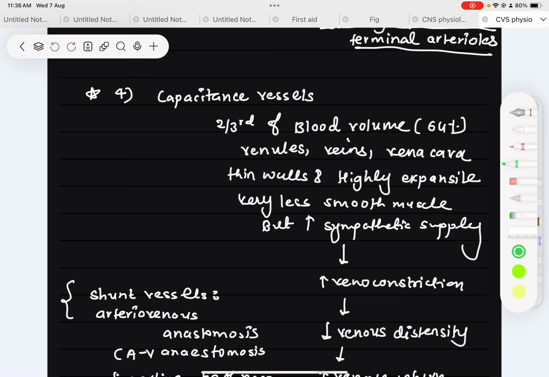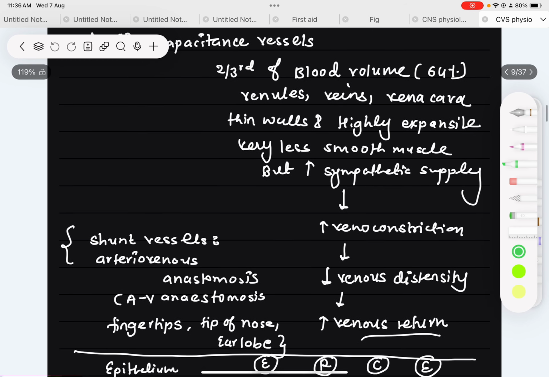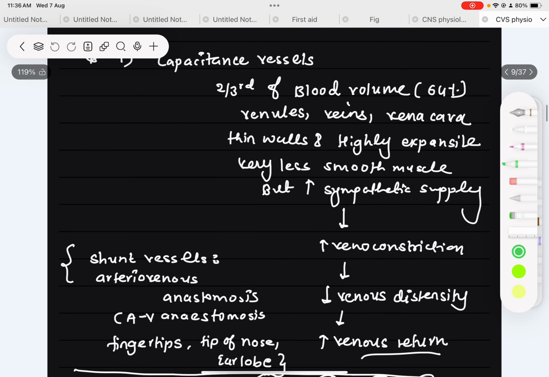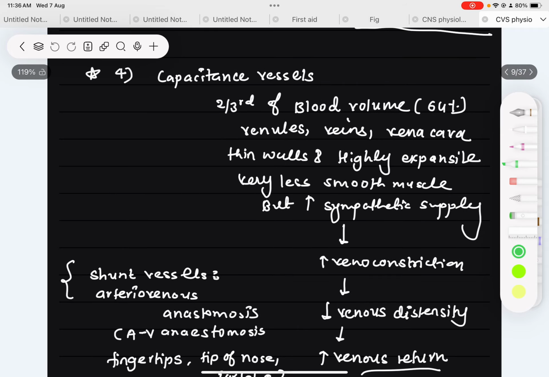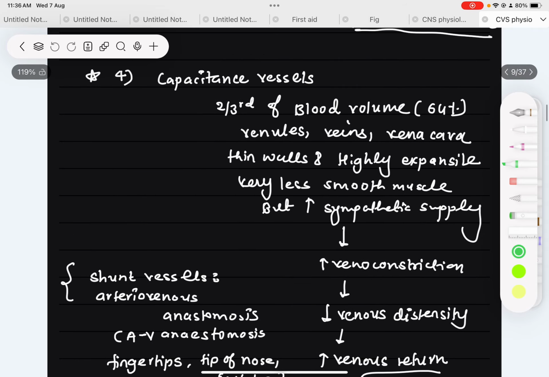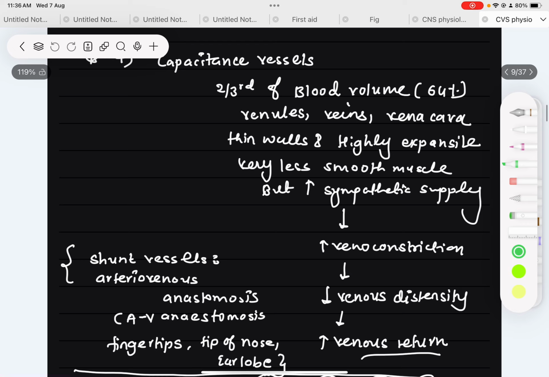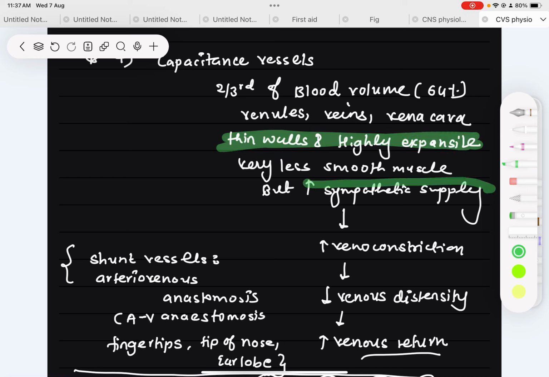So the capacitance vessels are going to occupy 2/3 of blood volume, that is 66% actually, and the veins and vena cava are coming into this category. They are thin walled structures and highly expansile, with very little smooth muscle but increased sympathetic supply.